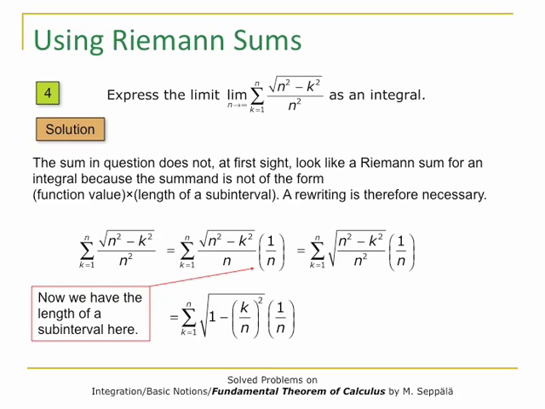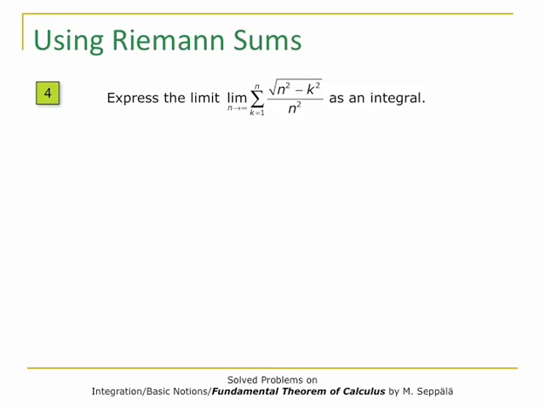And when we divide the interval from 0 to 1 into n subintervals of equal length, then these points k over n are endpoints of these subintervals. Therefore, this sum that we have to compute the limit of is a Riemann sum for the integral from 0 to 1 of square root of 1 minus x squared dx. Hence, the limit is the integral from 0 to 1 of square root of 1 minus x squared dx. And we have solved our problem.